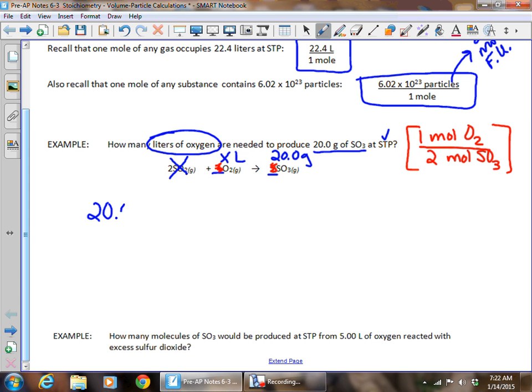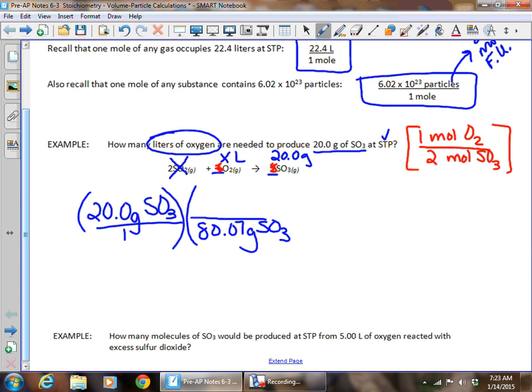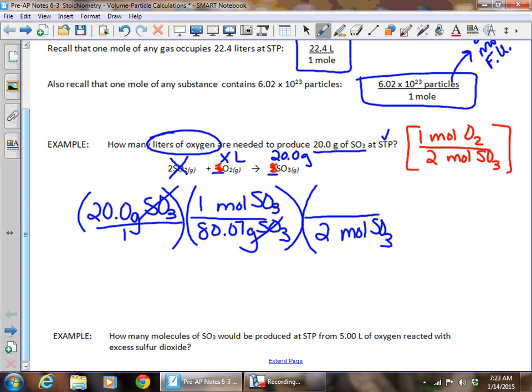We've got 20.0 grams of SO3 over 1. And since we started with grams, our only conversion factor that involves grams is our molar mass. We add up 1 sulfur and 3 oxygens, and we get 80.07 grams of SO3 per mole of SO3. Grams of SO3 cancel. We're at moles, and remember in stoichiometry, our goal is to get to moles as soon as possible so that we can use our mole ratio. Looks like we need moles of SO3 on the bottom. So as is for our conversion factor, our 2 moles of SO3 per 1 mole of O2.